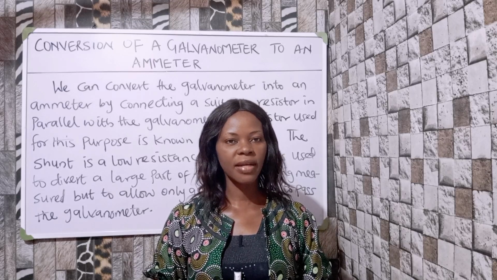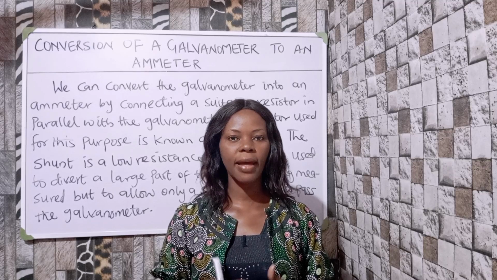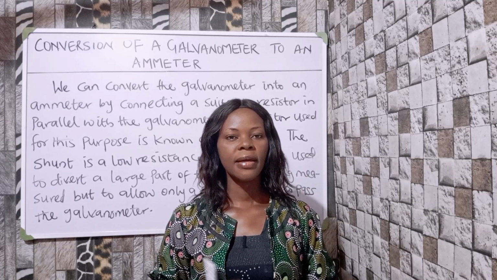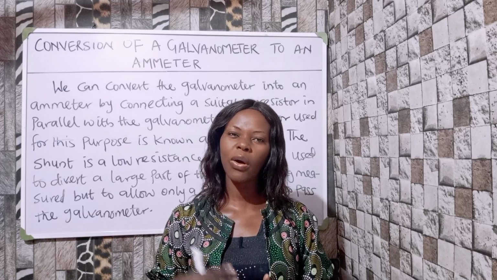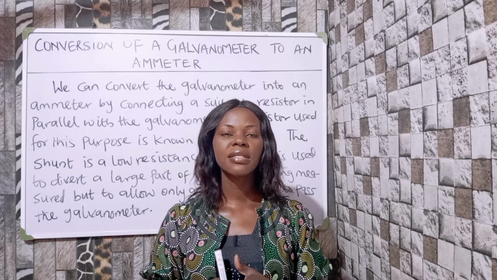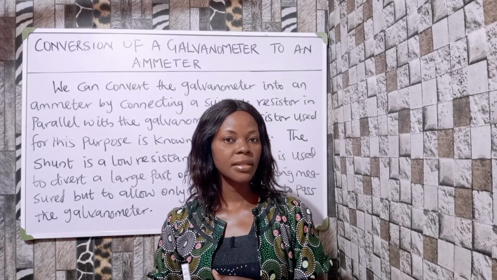Today we are going to look at conversion of a galvanometer to an ammeter. A galvanometer is a device used for measuring small electric current, okay? But an ammeter is used for measuring current. Now this galvanometer is measured in milliamperes.